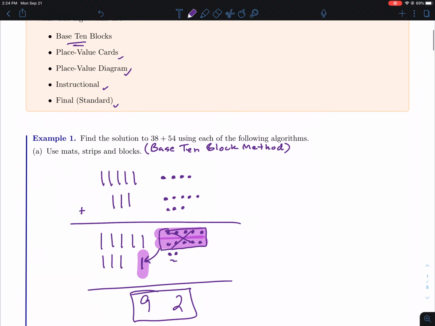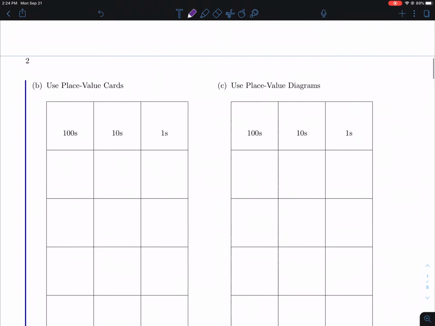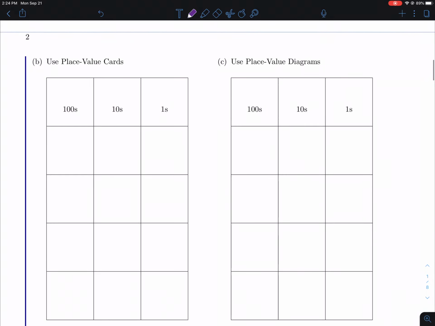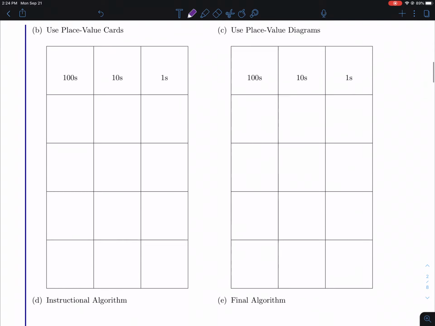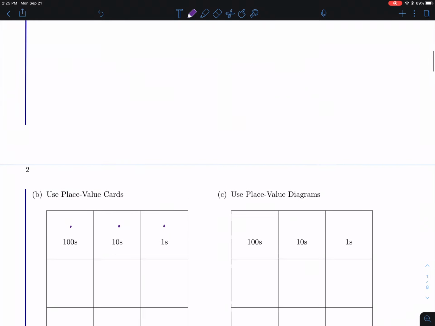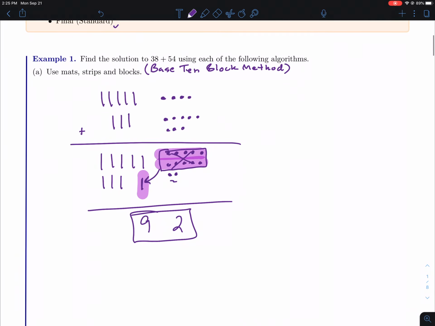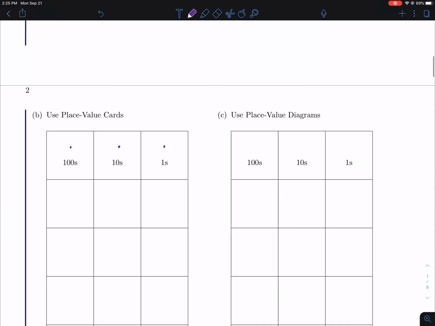So now what we want to do is move to the next page and do the same thing with place value cards. So notice we'll have a big table. We'll have a ones position, a tens position, and a 100s position. And so what we're going to do is use expanded notation to write these different numbers. But instead of using the numerals, we're going to actually just put dots for each one of them. So in this case, I want to add 38 and 54. So let me just write that up here so I don't forget.